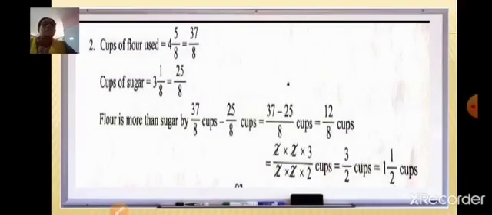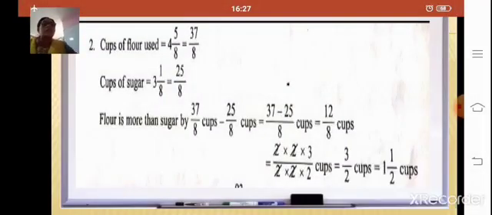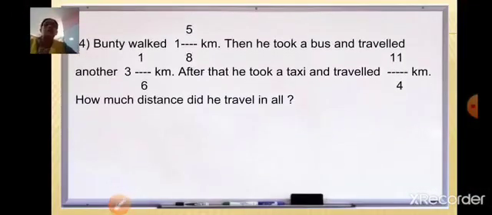Okay, coming to the next sum. Fourth sum of exercise 4.6. Bunty walked 1 whole 5 upon 8 kilometers. Then he took a bus and travelled 3 whole 1 upon 6 kilometers. After that he took a taxi and travelled 11 upon 4 kilometers. How much distance did he travel in all?